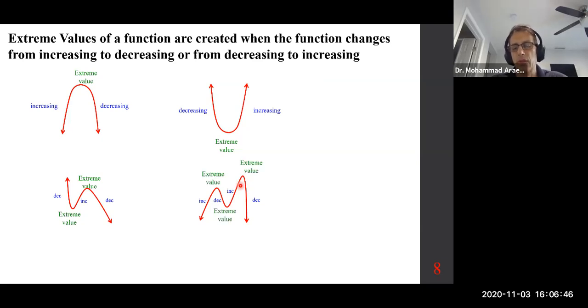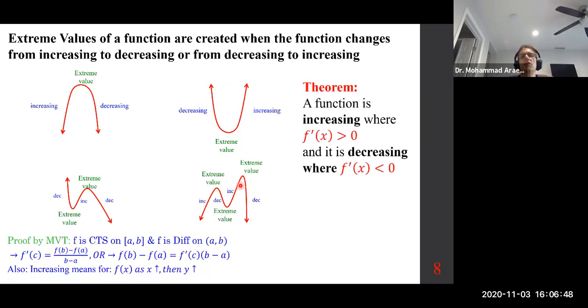And so it gives us the definition of increasing. F prime is positive, increasing; F prime is negative, decreasing. Now, as far as the proof is concerned, the proof comes from the mean value theorem. Everybody remembers that if we have a continuous and differentiable function from a to b, then we have f prime of c equals f of b minus f of a over b minus a, and this one is the same thing.